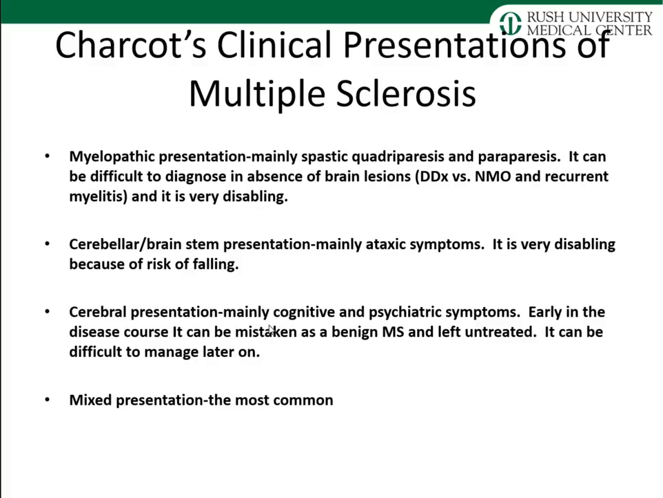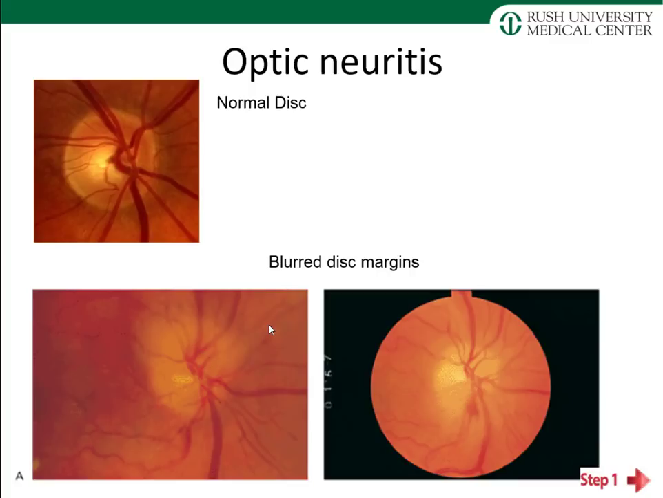Finally, you can have a cerebral presentation, mainly cognitive and psychiatric in symptoms. Although early in the disease course it can be mistaken as benign MS and not be treated, it is much harder to manage later on. A mixed presentation of these is most common, but again remember that lesions in multiple sclerosis can affect any part of the central nervous system, so almost any neurological symptom can be part of the presentation.